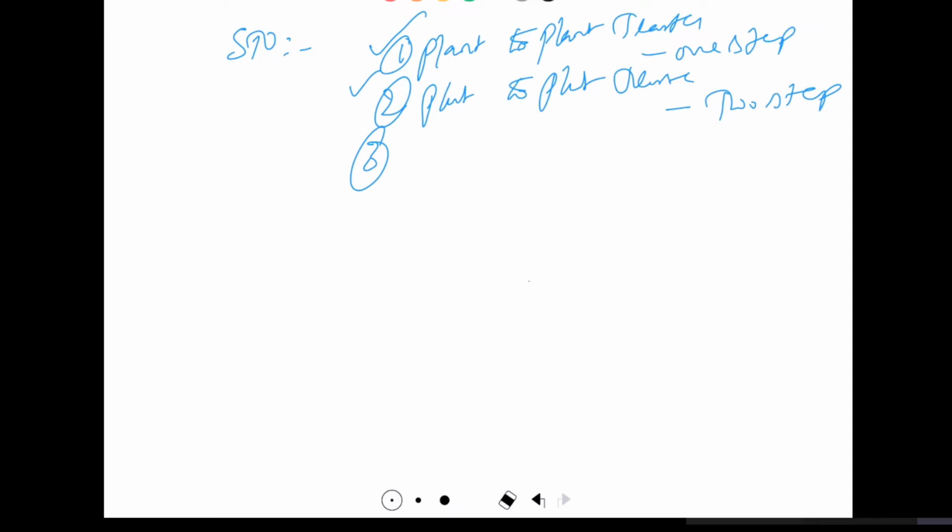Clear? Any doubts? In the first two steps there is no PO, sir. In the third step, we have the STO purchase order. What about the first two steps? We don't have any purchase order here. One step and two step are direct procedures. Directly we will do the stock movement from plant to plant, without any purchase order.